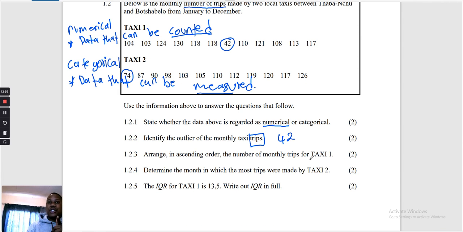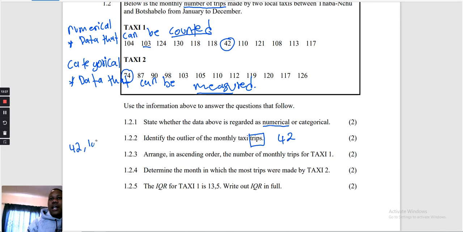Now they say arrange in ascending order the number of the monthly trips for taxi 1, because when you look at taxi 2, they are already arranged in ascending order, I believe so, or they are not arranged. There are some few numbers there that are not arranged, but then here we only need to focus on taxi 1. So let's arrange. The first number that I see there, I see 42, and then let's check 42.